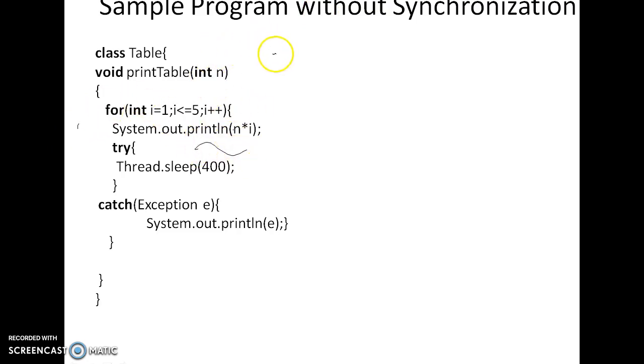So this is my class Table, and in this I have the method called printTable. This printTable method is the shared resource now. Inside this method, we just print the table. If I pass 5, it will print the 5 table. If I pass 100, it will print the 100 table up to 5. Okay, so this is my class.